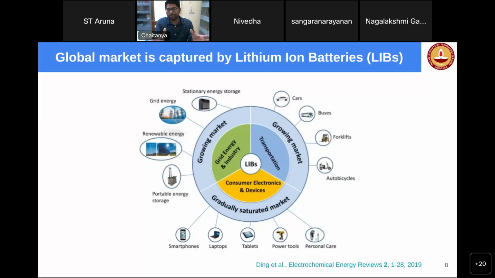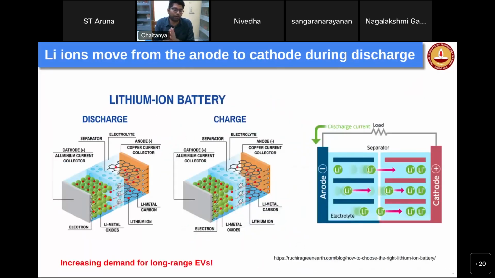The simple working principle of the lithium ion battery is as follows: like any other battery, it has a cathode as well as an anode. Here, the cathode material is lithium metal oxide, and it could be any kind of metal oxide. During charging, you push the lithium atoms, which are in the thermodynamically most stable state, towards the anode material.